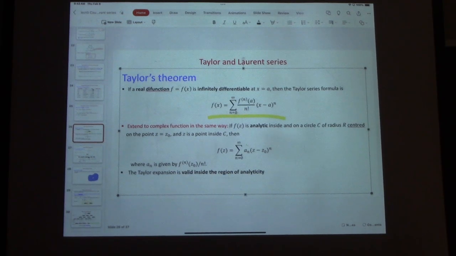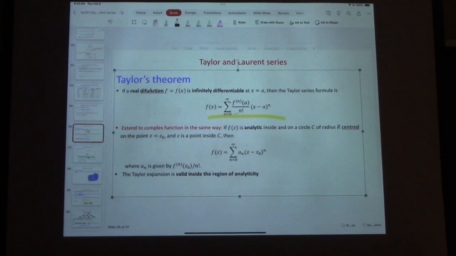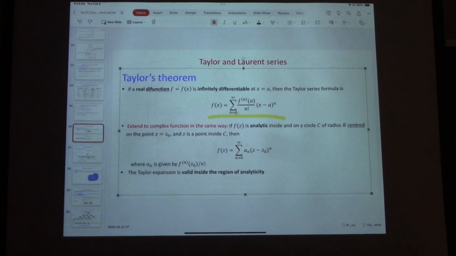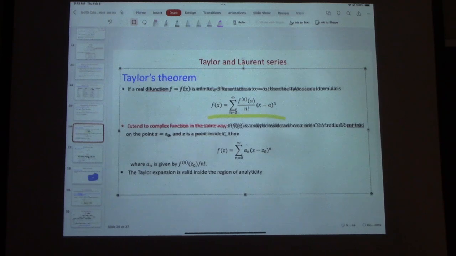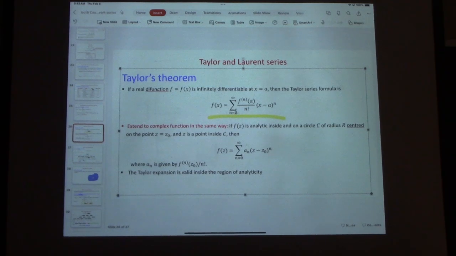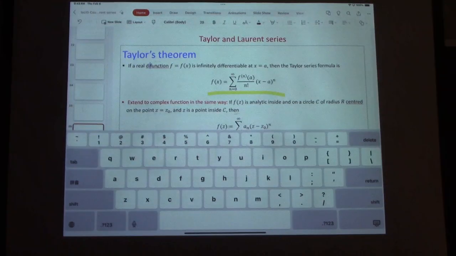I don't know what's going on. Professor, tap again on that. This thing? Oh, okay.